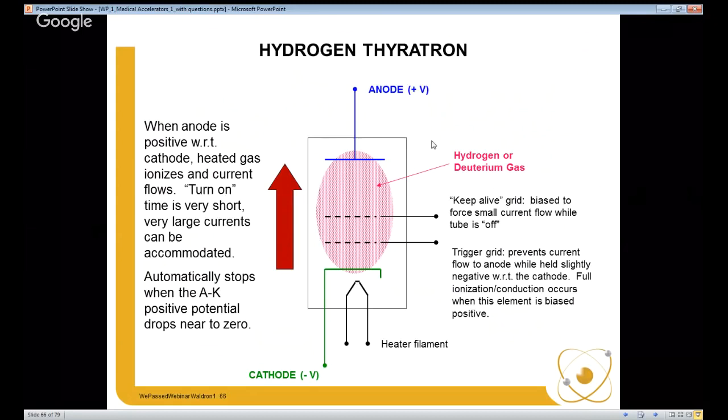The conduction is on the order of 3,000 to 5,000 amps per second. So they have an extremely fast on time. And of course, once this potential difference drops down, it just stops conducting. So, you know, that's that tube you see in the modulator with the blue glow coming out of it.